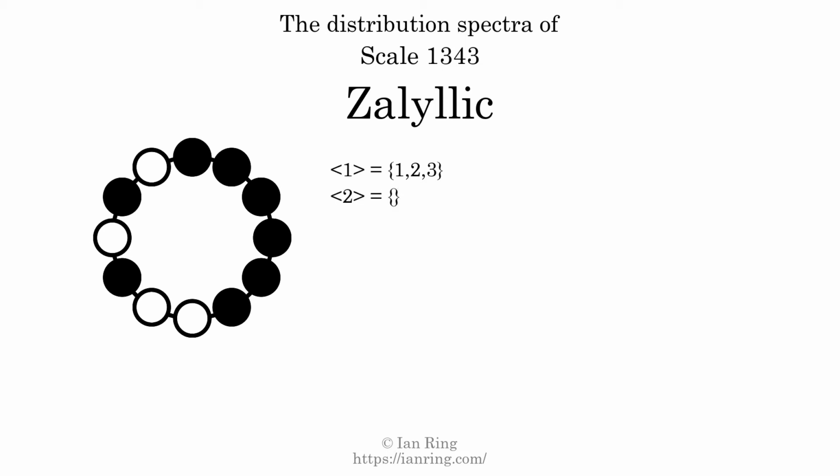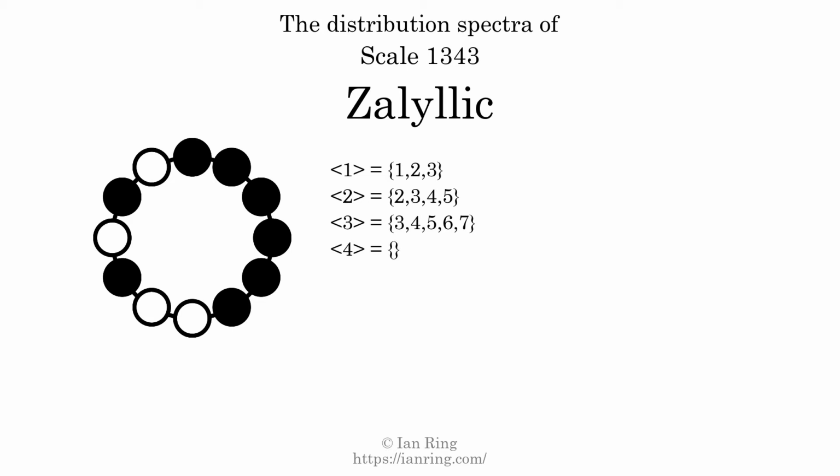The generic interval of 2 scale steps comes in 4 different specific interval sizes: 2 semitones, 3 semitones, 4 semitones, and 5 semitones. The spectrum width of this generic interval is 3. The generic interval of 3 scale steps comes in 5 different specific interval sizes: 3 semitones, 4 semitones, 5 semitones, 6 semitones, and 7 semitones. The spectrum width of this generic interval is 4.